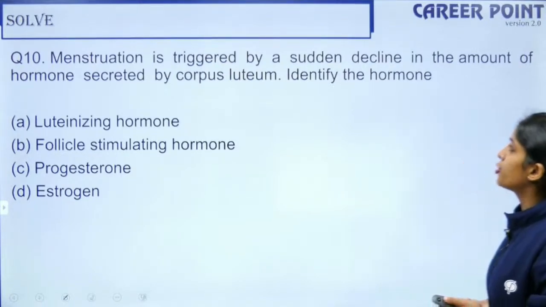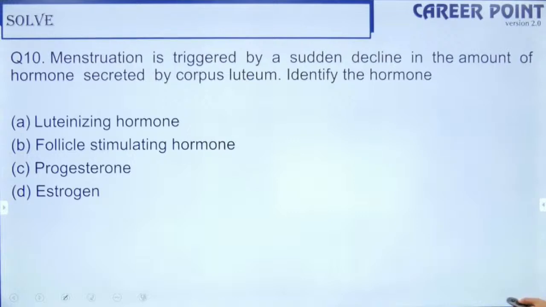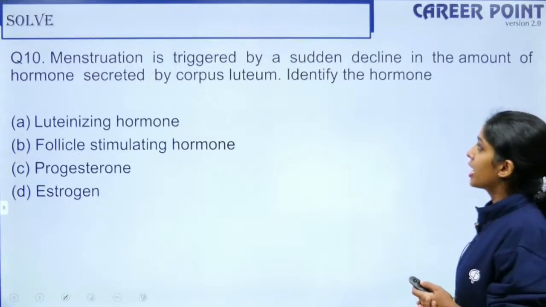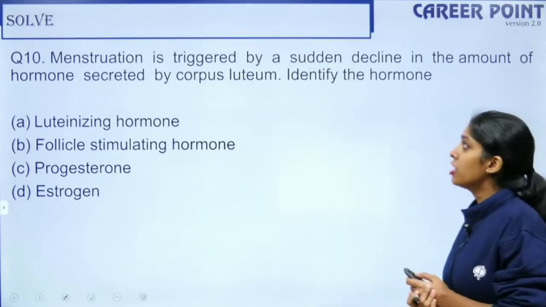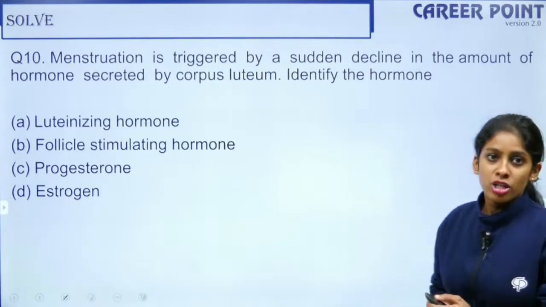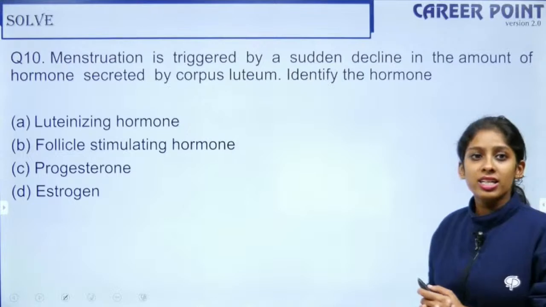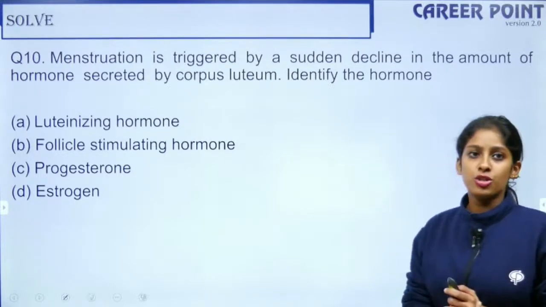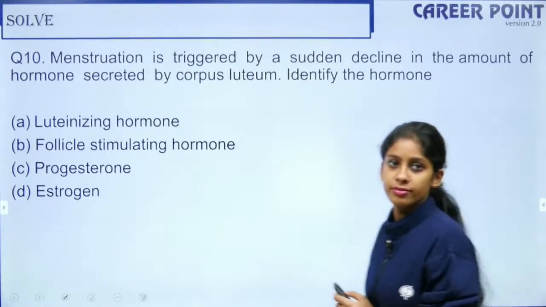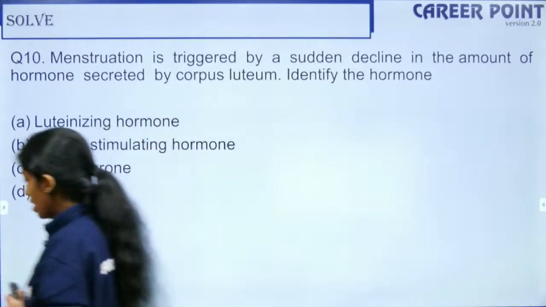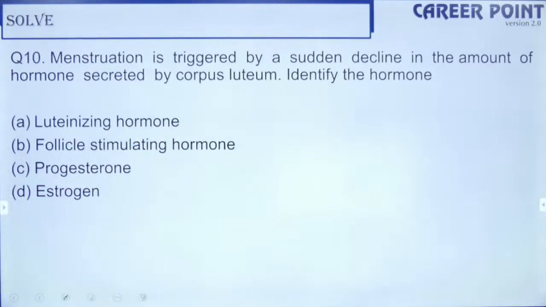So menstruation is triggered by a sudden decline in the amount of hormone secreted by the corpus luteum. So identify the hormone: luteinizing hormone, follicle stimulating hormone, progesterone, estrogen. So question 10, what is the answer?